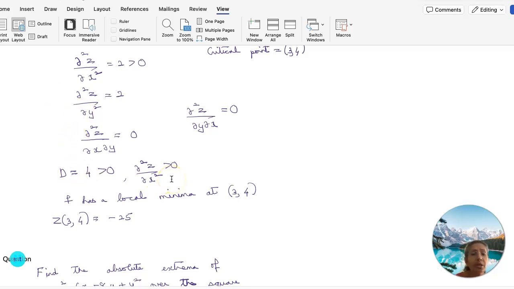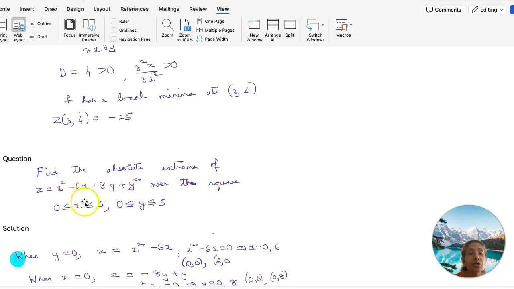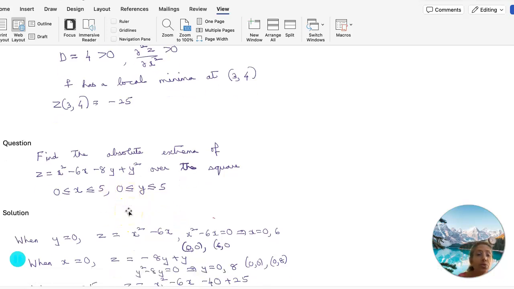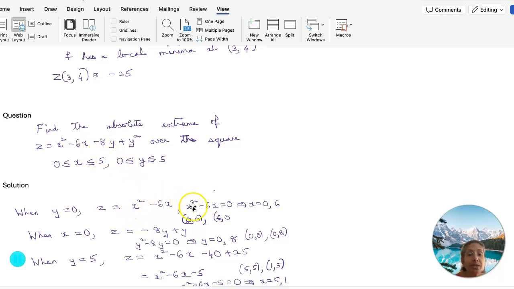Now going one step further, the next question would be: find the absolute extrema of the same function over the square, x lying between 0 and 5, y lying between 0 and 5. So when y is 0, in your equation z becomes x squared minus 6x. If you equate x squared minus 6x to 0, you get 0 and 6. So (0, 0) and (6, 0) are the two critical points here. When x is 0, z becomes minus 8y plus y squared. Again, if I equate y squared minus 8y to 0, I get y equal to 0 and 8. So your critical points are (0, 0) and (0, 8).